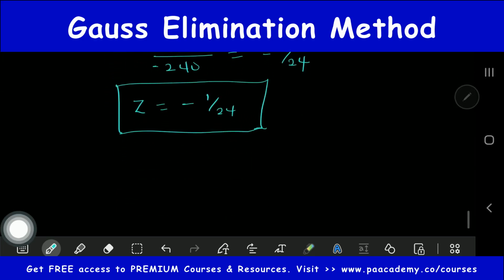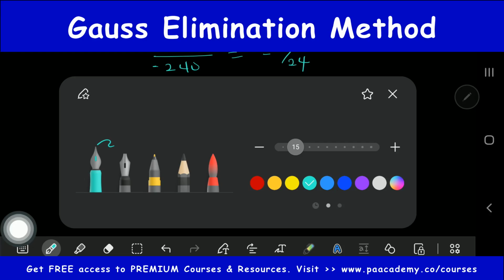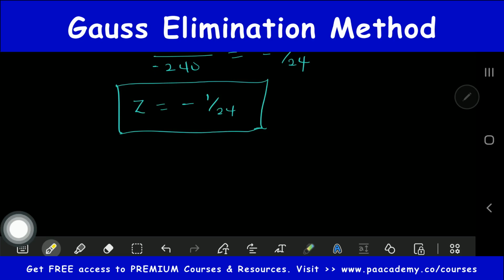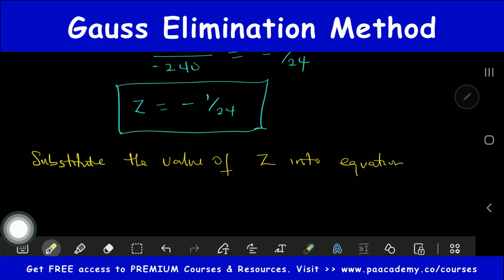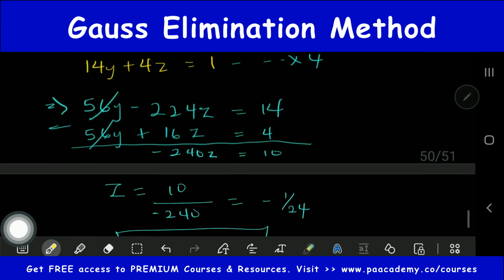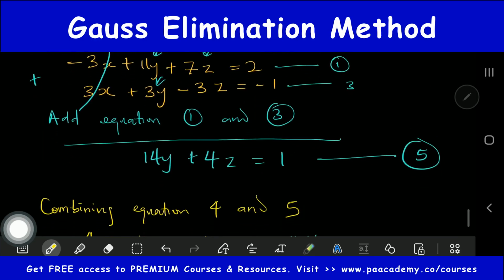Now the next thing is for us to get the value of x and y. Now since we already have z, we can easily substitute the value of z into any of the equations that have only z and y, or just z and x if there is any. All right, so for this now you can just go ahead and say substitute the value of z into, let's see. So let's make use of equation 4. So let's see what our equation 4 looks like. Actually, we can also make use of equation 5. It all depends on you, but let's see.